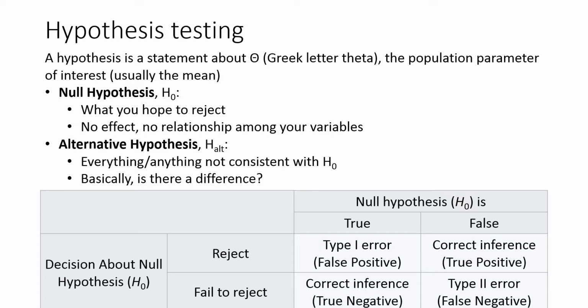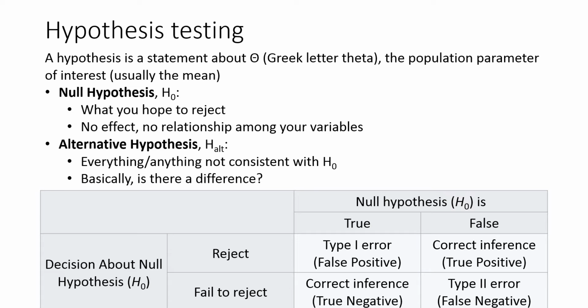Or something is going on with it. In this case, we did our statistical test. The null hypothesis is true, and we failed to reject the null hypothesis. So that's the correct inference: true and it's negative. The other one to be really concerned about is type 2 errors, which are false negatives.